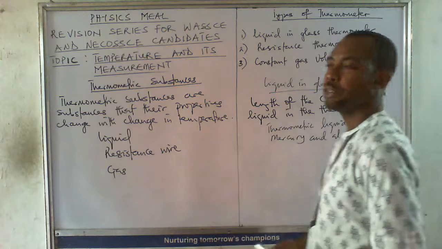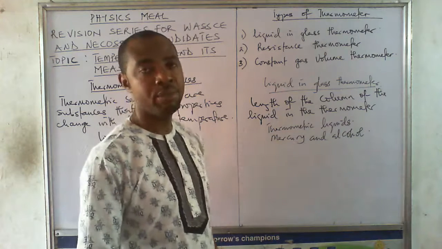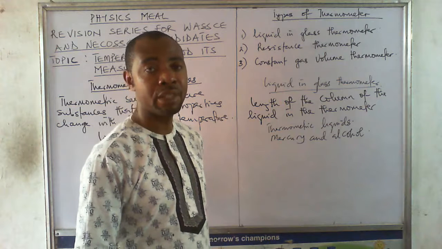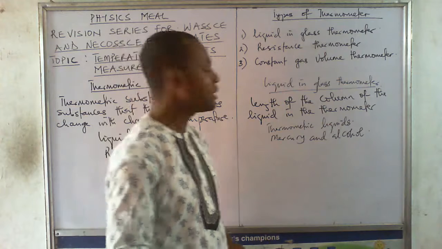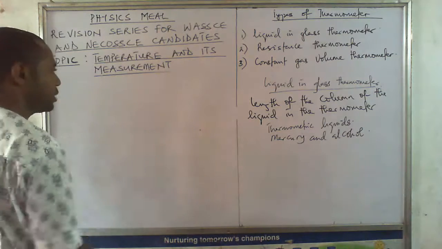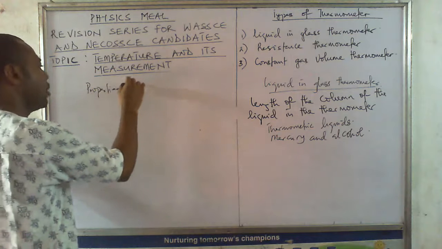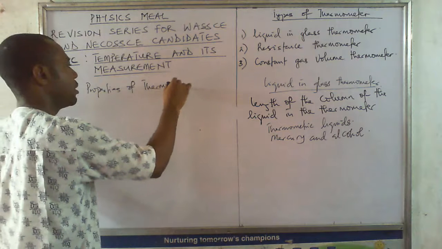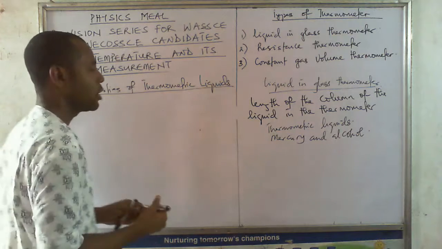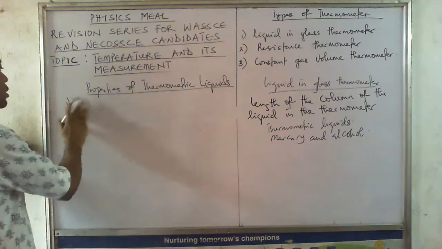Now it is important that we note that mercury is the best liquid we can use because its properties suit the properties a typical thermometric liquid should have. So what are the properties of a thermometric liquid? Let's quickly look at that. Properties of thermometric liquids. What should be the properties of a thermometric liquid? Number one, they must be opaque.